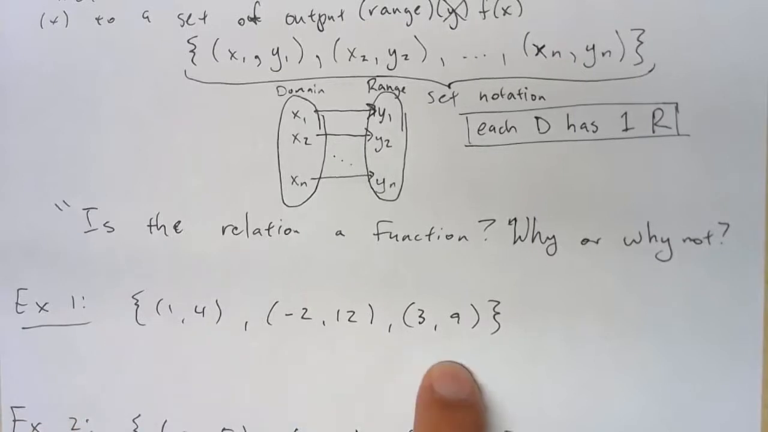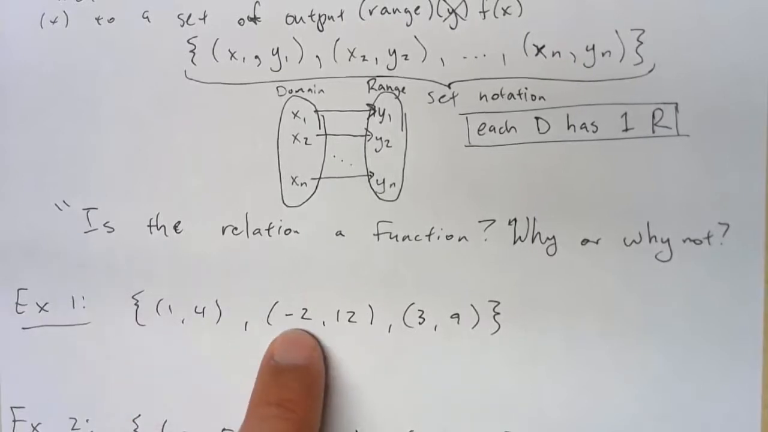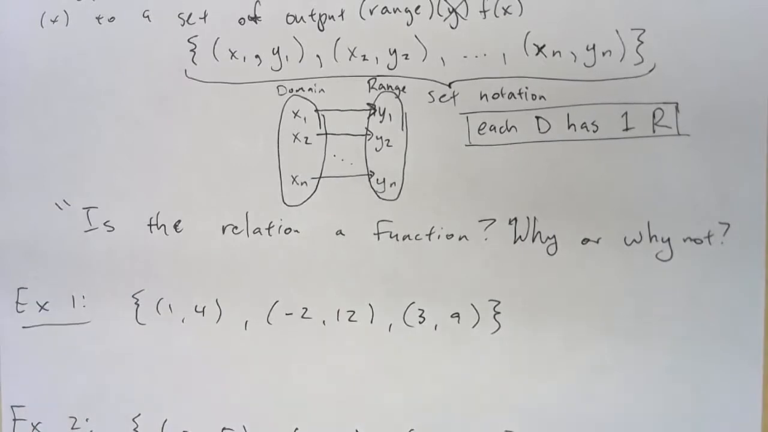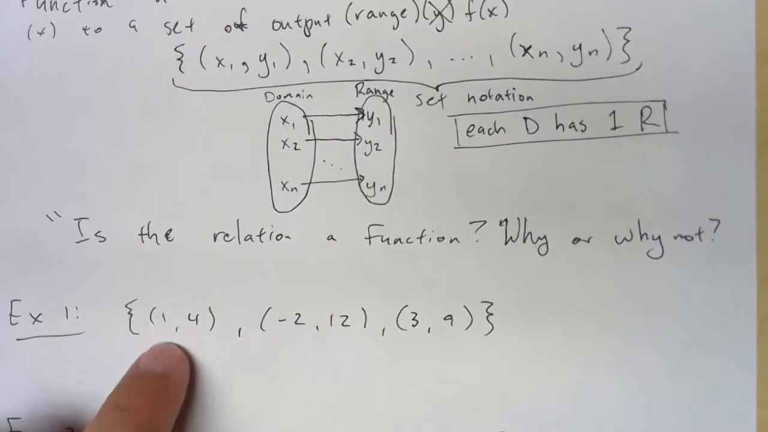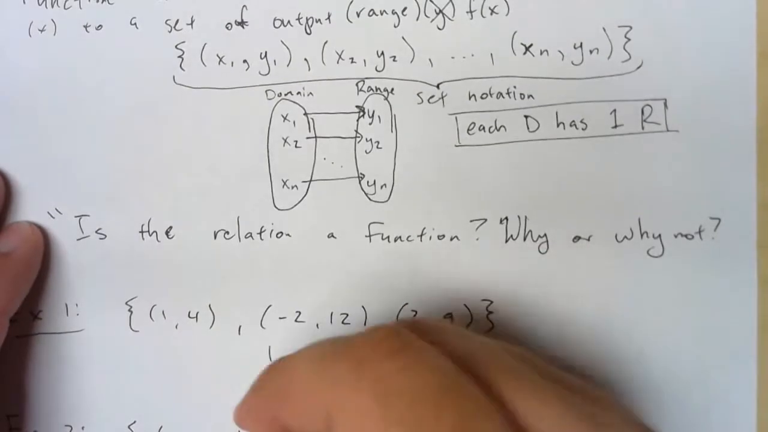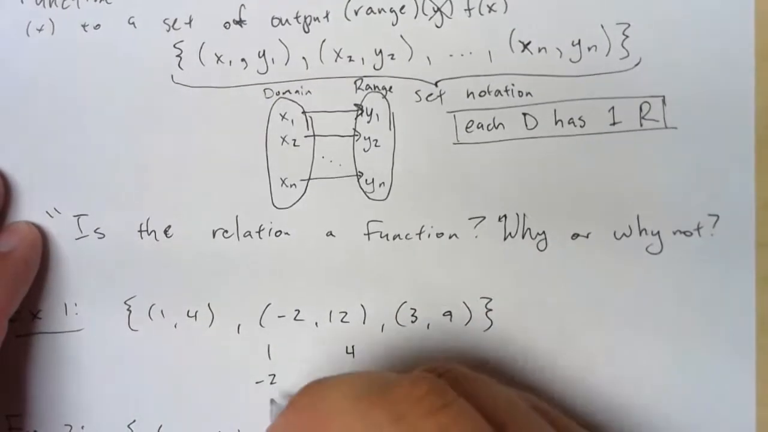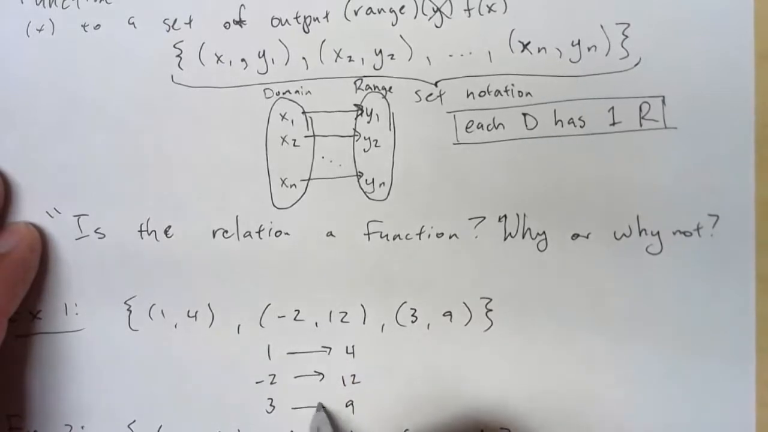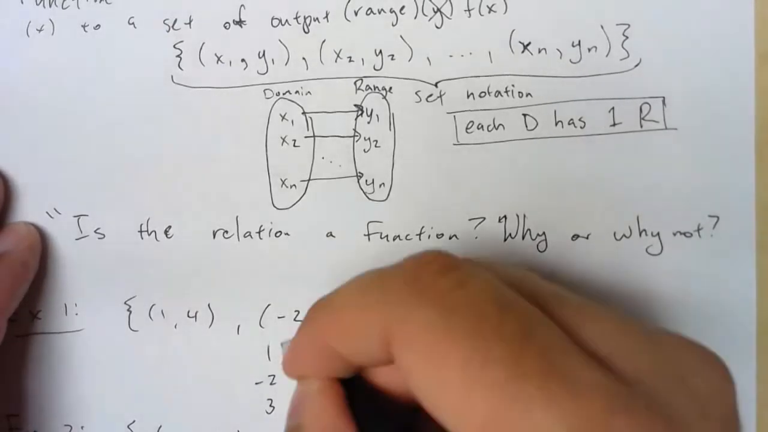So we have this in set notation. We've got the points (1, 4), (-2, 12), and (3, 9). And you can always put things in point form. You know how to pull points from a graph. So it looks like 1 goes to 4, negative 2 goes to 12, and 3 goes to 9. And there's not really a pattern here, and that's okay. Like I said, we don't need to necessarily have a pattern.